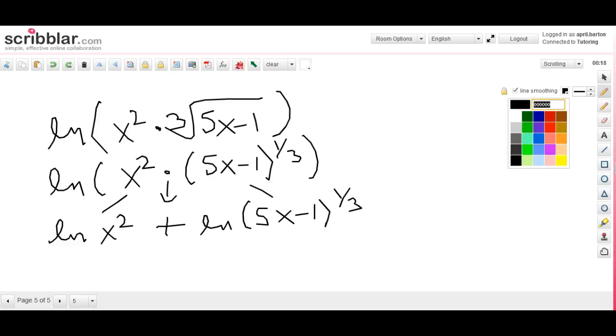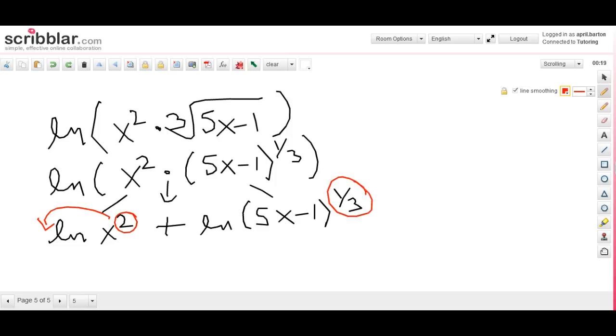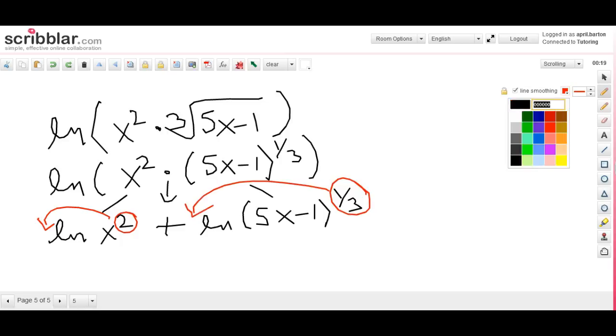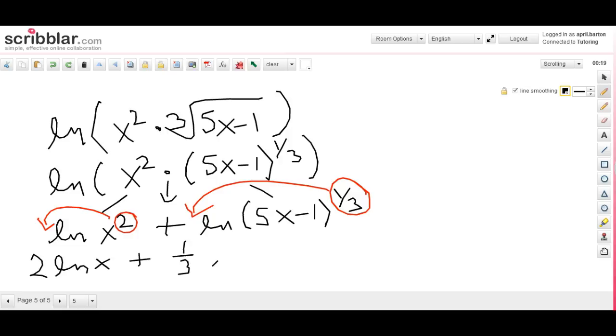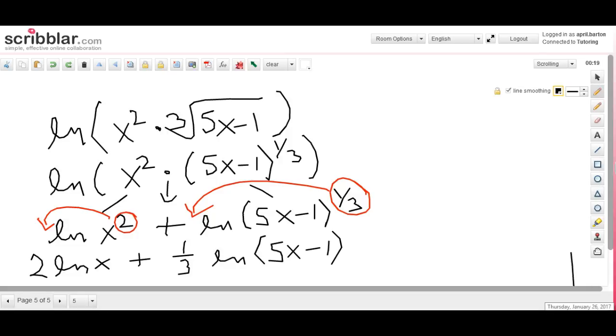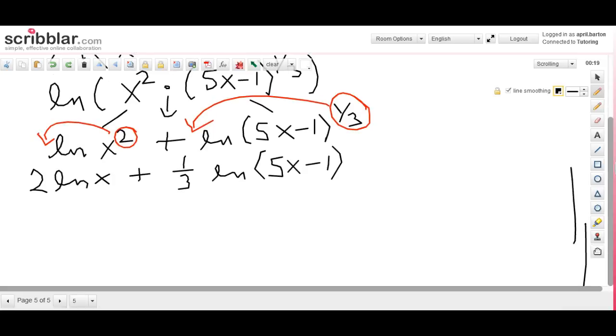A second property of logarithms states that you can take the exponent on the inside and move it to the outside in front of the logarithm. So this becomes 2 natural log x, and this becomes 1/3 natural log of 5x minus 1. So now we can take our derivative. So the first one's pretty simple now. 2 is a coefficient, so it's not really going to affect anything, and natural log x is 1 over x. So this would become 2 over x.